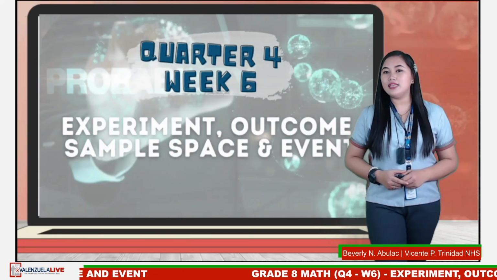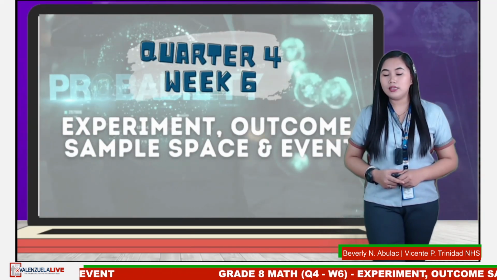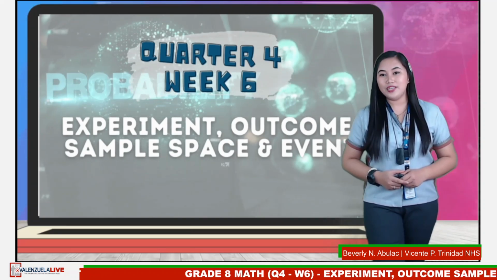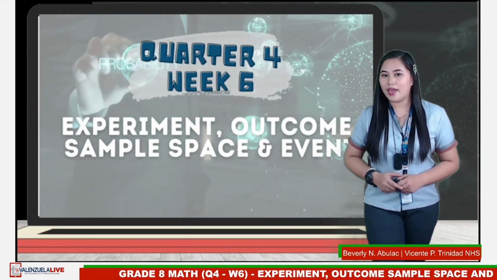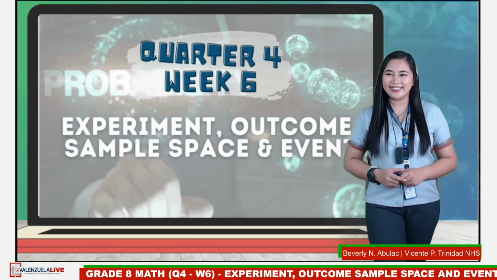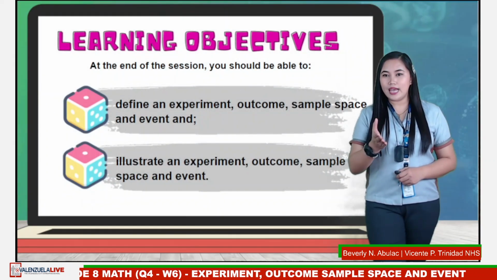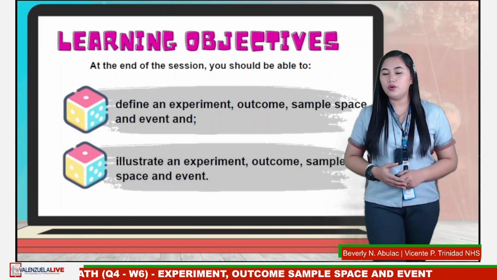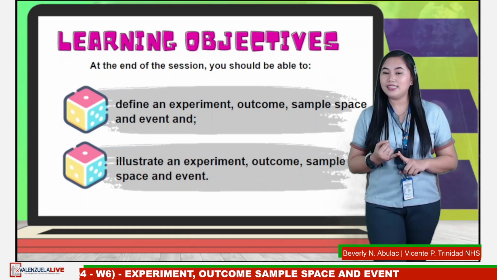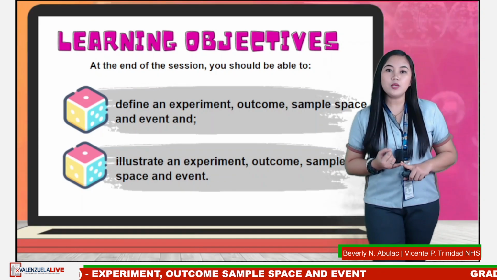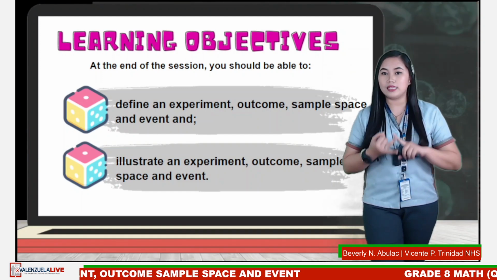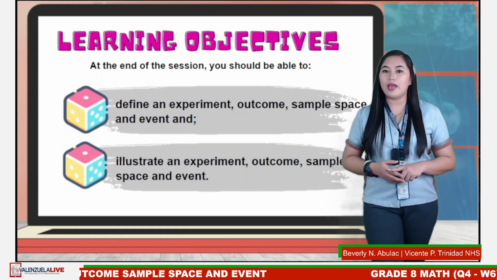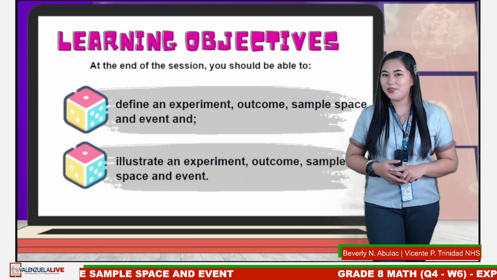We are now on the 6th week of the 4th quarter, and together we will learn about experiment, outcome, sample space, and event. For today's lesson, you should be able to define an experiment, outcome, sample space, and event, and illustrate an experiment, outcome, sample space, and event. Are you ready?